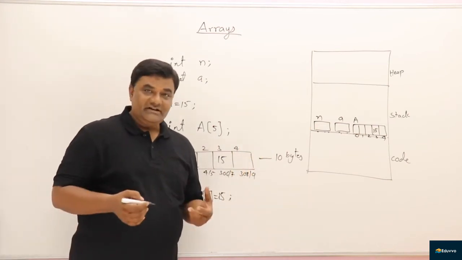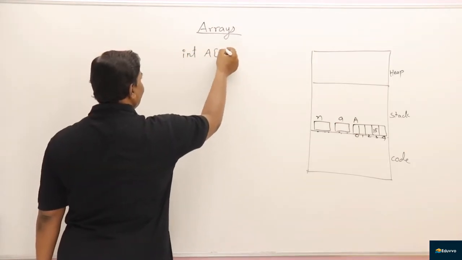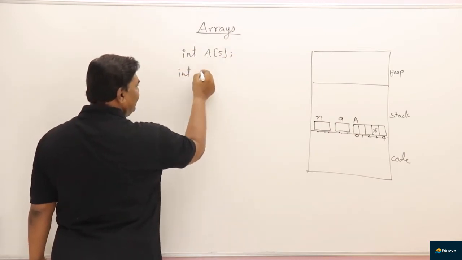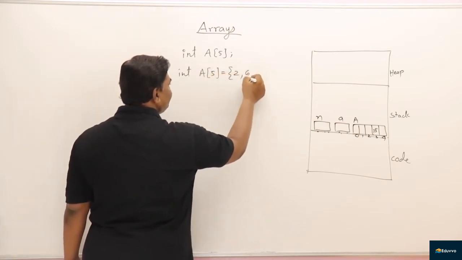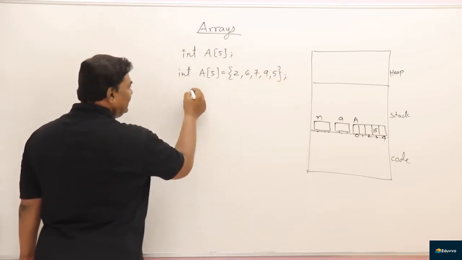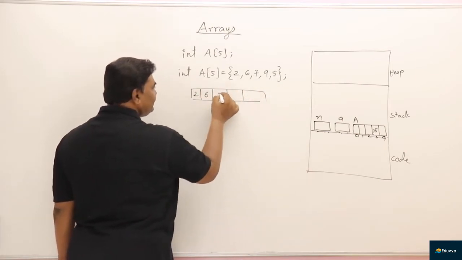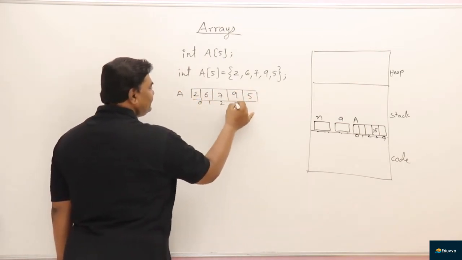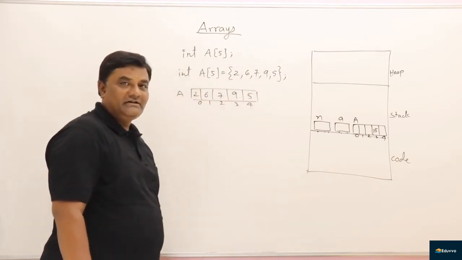Let us see what are the ways of creating and initializing an array. First, if I declare an array of size 5, this is what we have seen just now. Then the other way, I'll use the same name. I can create an array like this also by initializing it with 2, 6, 7, 9, 5. So what happens here is, I'll get an array with all these elements filled. This is initialized with these elements. So this is declaration of an array as well as initialization of an array.